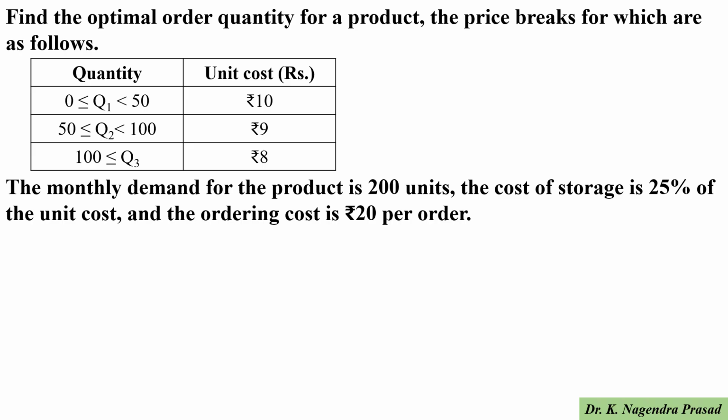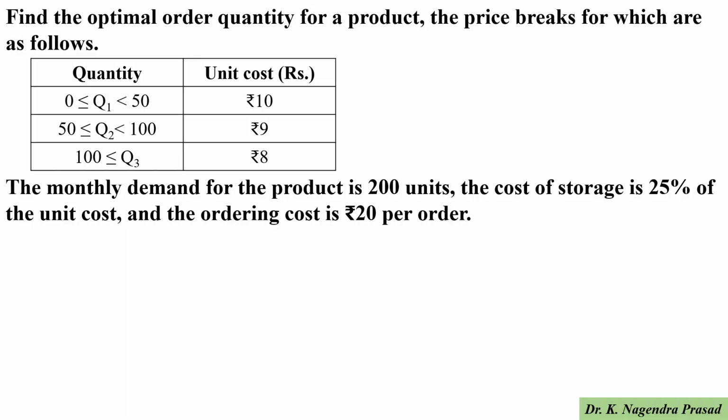If the quantity lies between 0 to 50, the unit cost is 10 rupees. If the quantity lies between 50 to 100, the unit cost is 9 rupees. And for quantity greater than or equal to 100, the unit cost is 8 rupees.